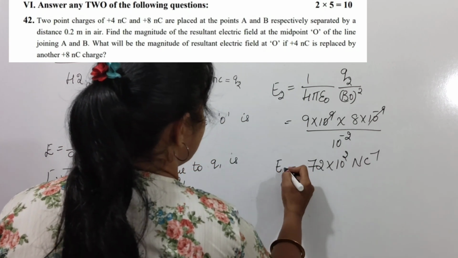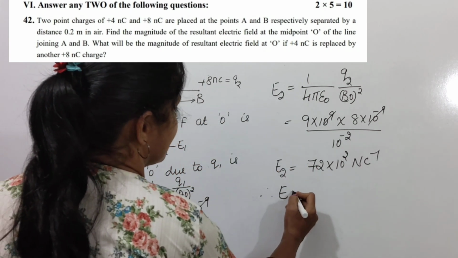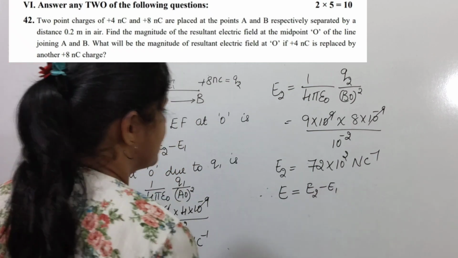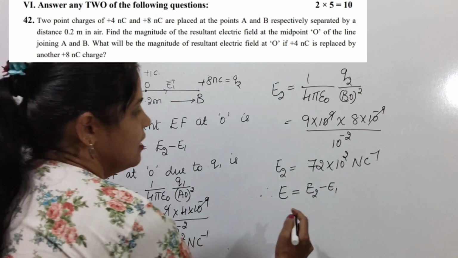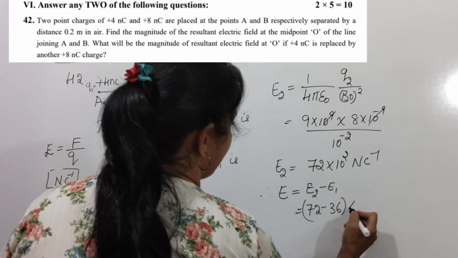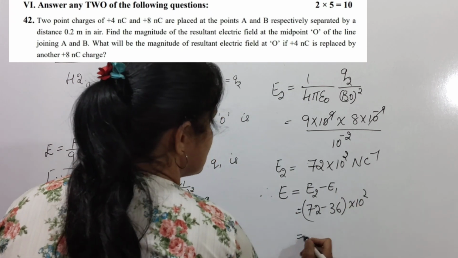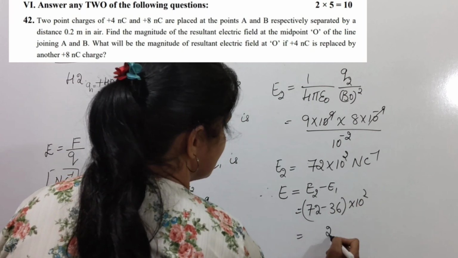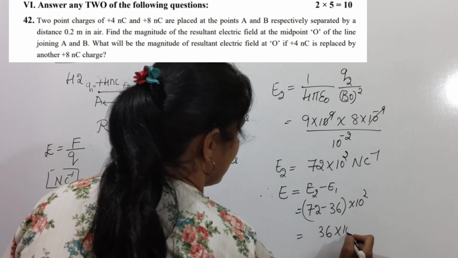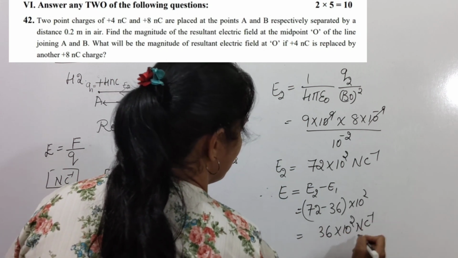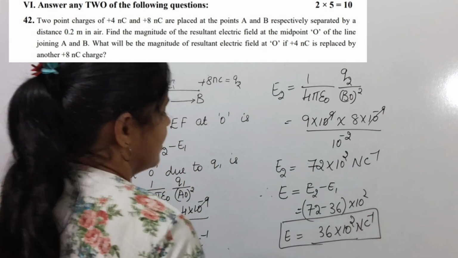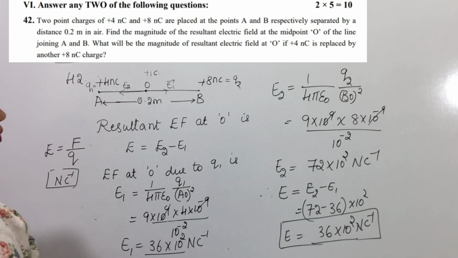coulomb is E2. Therefore, what is the resultant electric field at O? It is E2 minus E1, or you have to subtract the smaller one from the bigger one. So it is 72 minus 36, into 10 to the power 2, which is common in both. 72 minus 36 is 36 into 10 to the power 2 newton per coulomb. So the resultant electric field is 36 into 10 to the power 2 newton per coulomb.